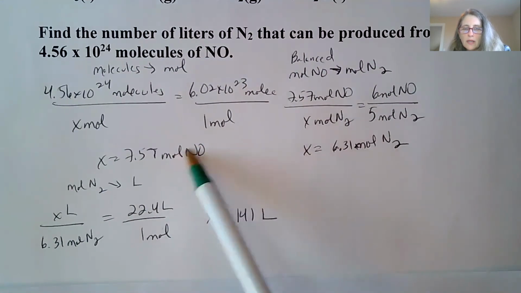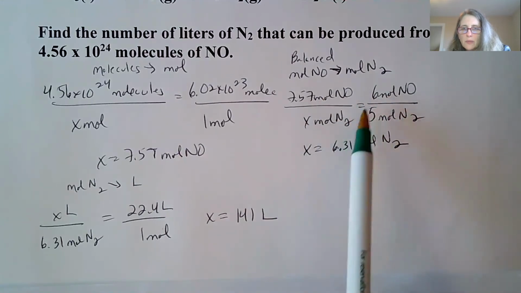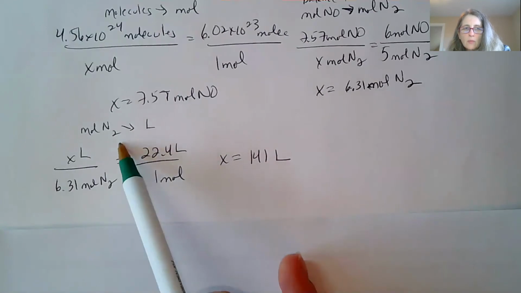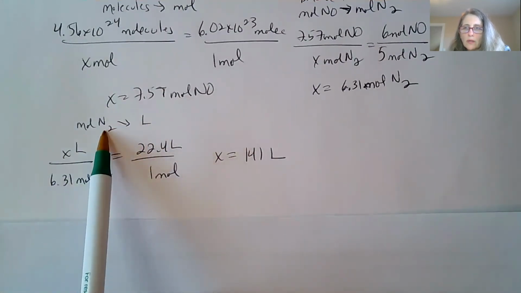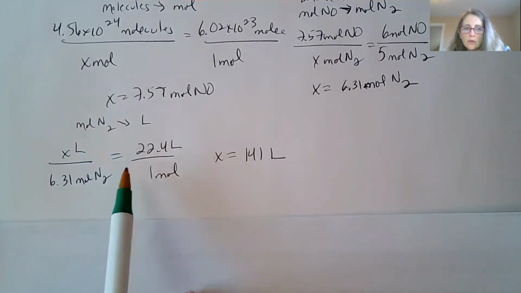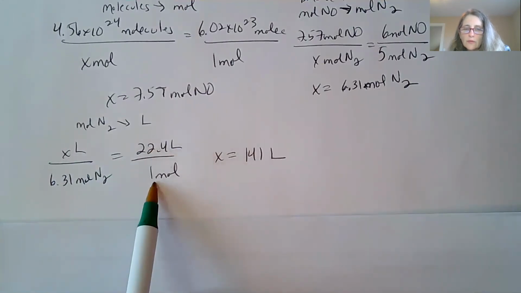So I take the moles that I found here, and I set up my relationship to 6-to-5, cross multiply, and I get 6.31 moles of nitrogen. Then I want to go to liters. Okay, so again, once I'm in moles of whatever species I want to look at, I could go wherever I want. I want to go to liters. So it doesn't matter that it's N2. I just use 22.4 liters for every 1 mole.